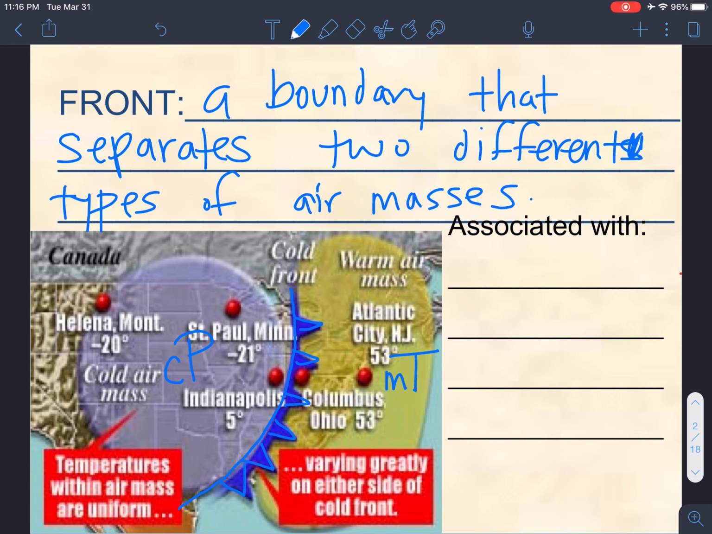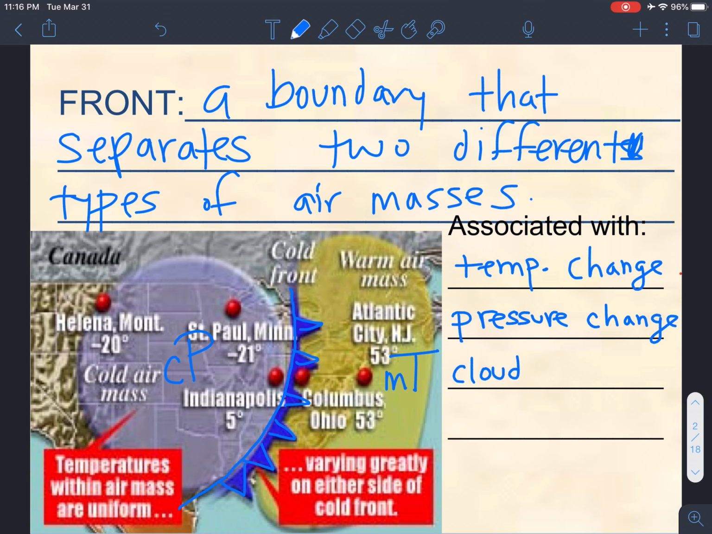So when you have a front, it's going to be associated with, number one, temperature change. The second thing that's associated with a front would be a pressure change. Often you have cloud formation, and that can lead to precipitation as well.